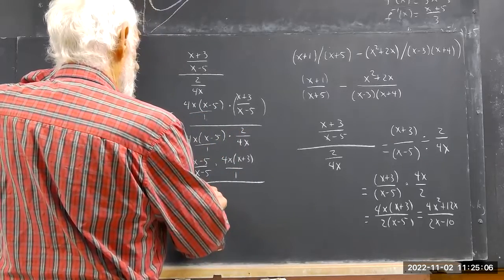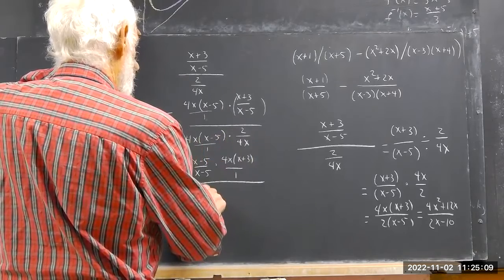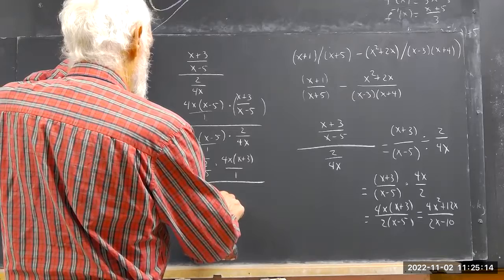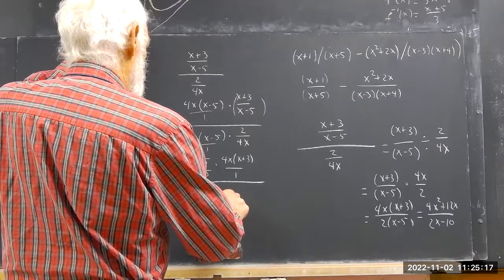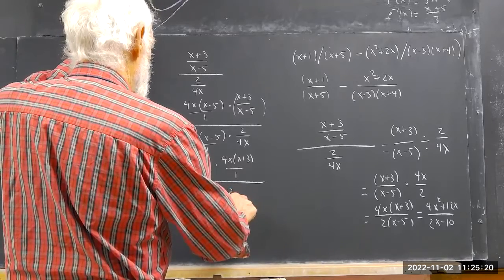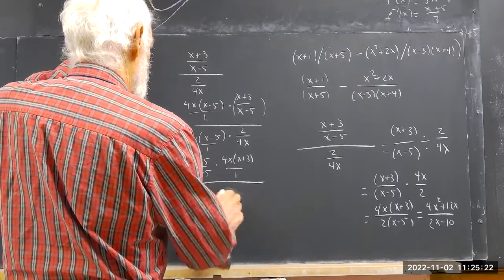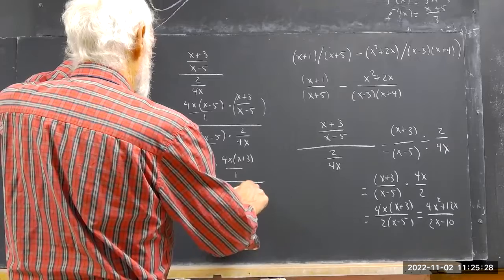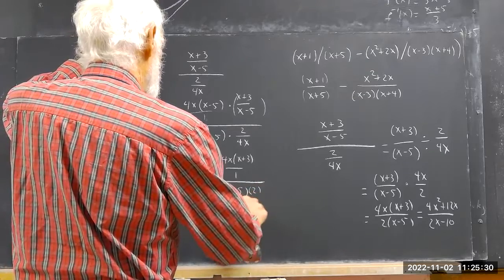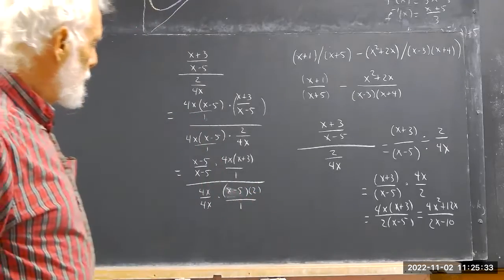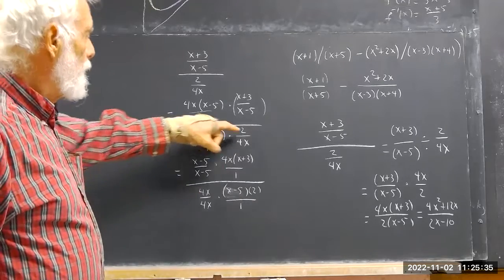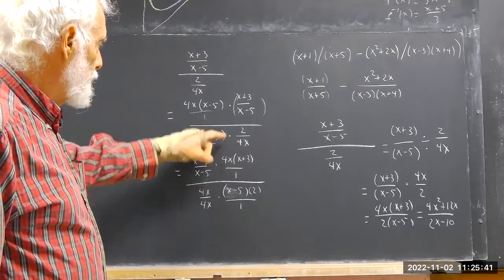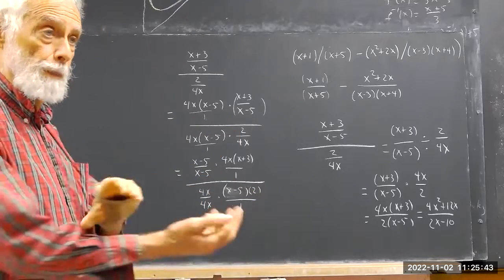In the denominator, you can write this as 4x over 4x times x minus 5 times 2 over 1. And again, we have the same factors in this numerator. 4x is here, the x minus 5 is here, the 2 is here. They're multiplied so they can be in any order.